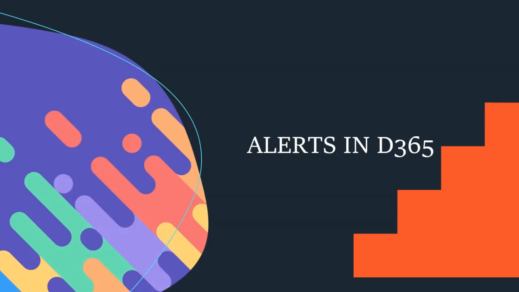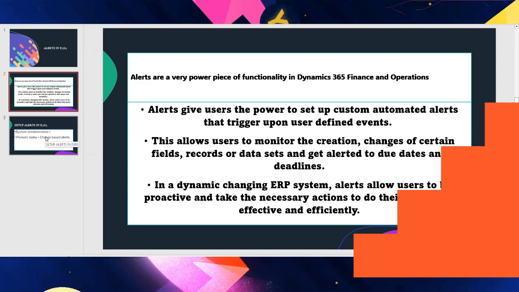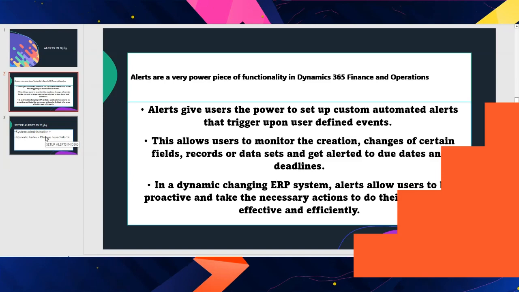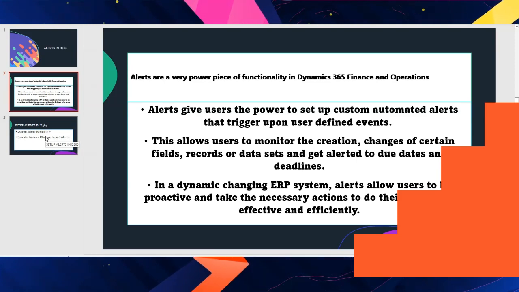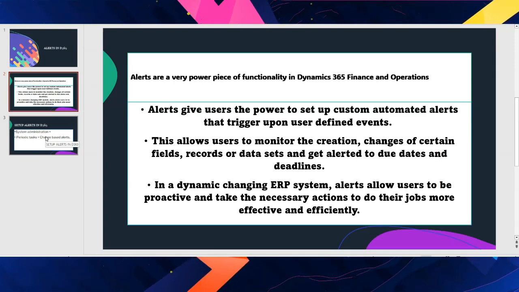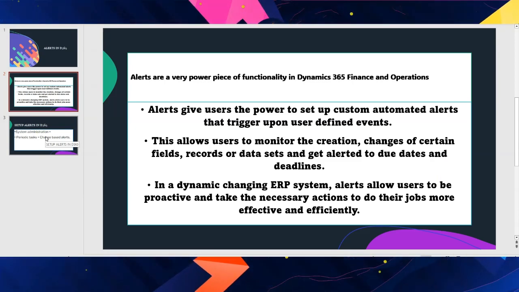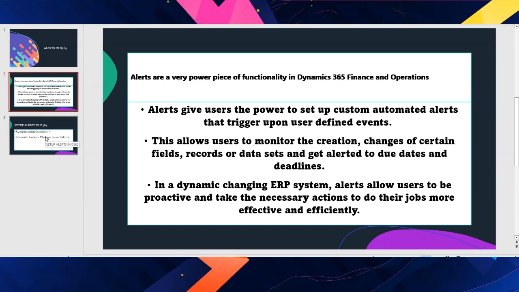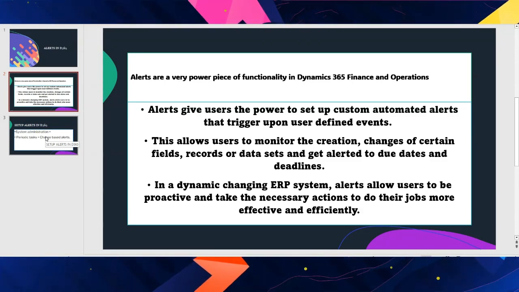So I'm going to share with you this PowerPoint, and then after I'll give you a demo of how to set up the alert. Actually, alerts give users the power to set up custom automated alerts that trigger upon user defined events. This allows users to monitor the creation and changes of certain fields, records, or data sets and get alerted to due dates and deadlines. In a dynamic, changing ERP system, alerts allow users to be proactive and take the necessary action to do their jobs more effectively and efficiently.